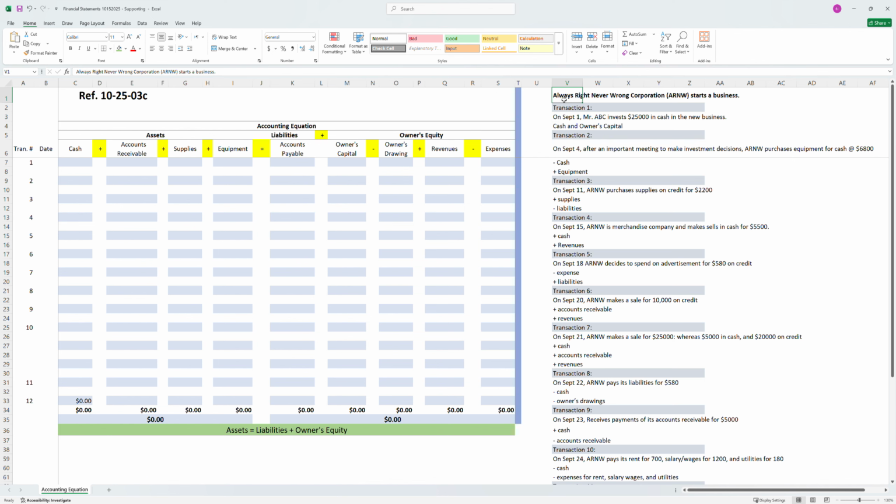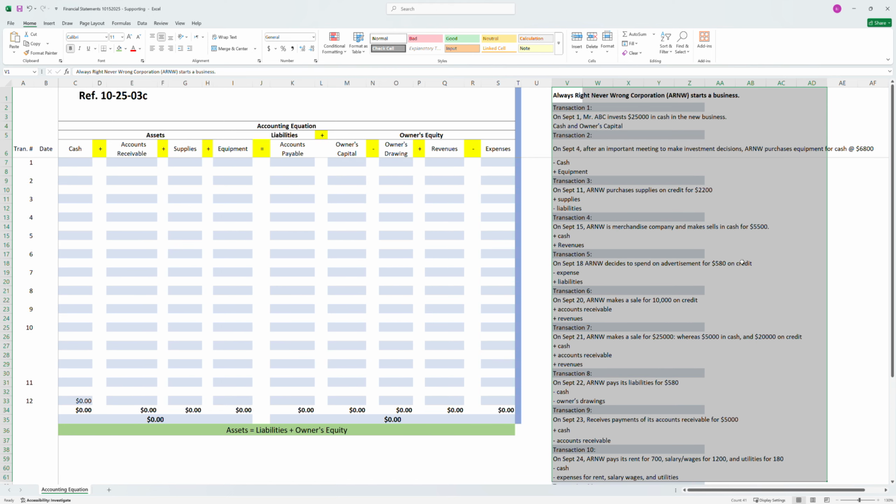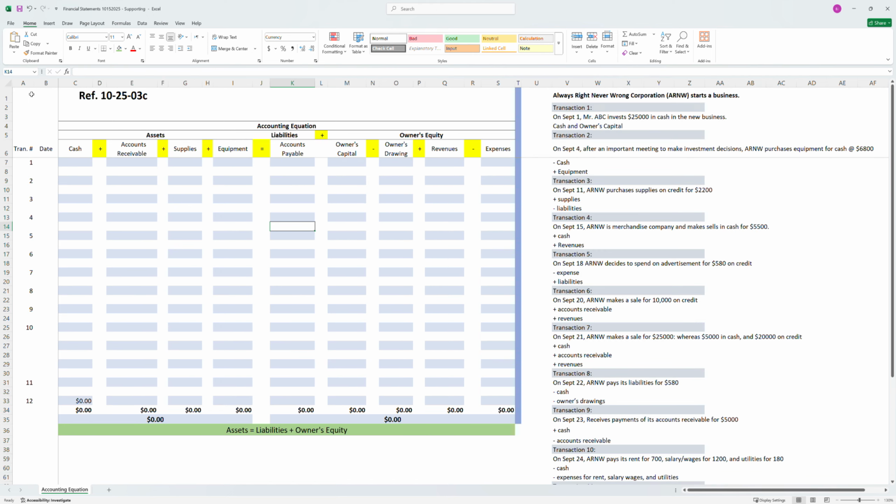On the right side here that I highlighted is the case study. On the left side is the accounting equation. Just as a reminder, on this side of the accounting equation, all these accounts are called assets, and this side is liabilities plus owner's equity. So assets always equals liabilities plus owner's equity.